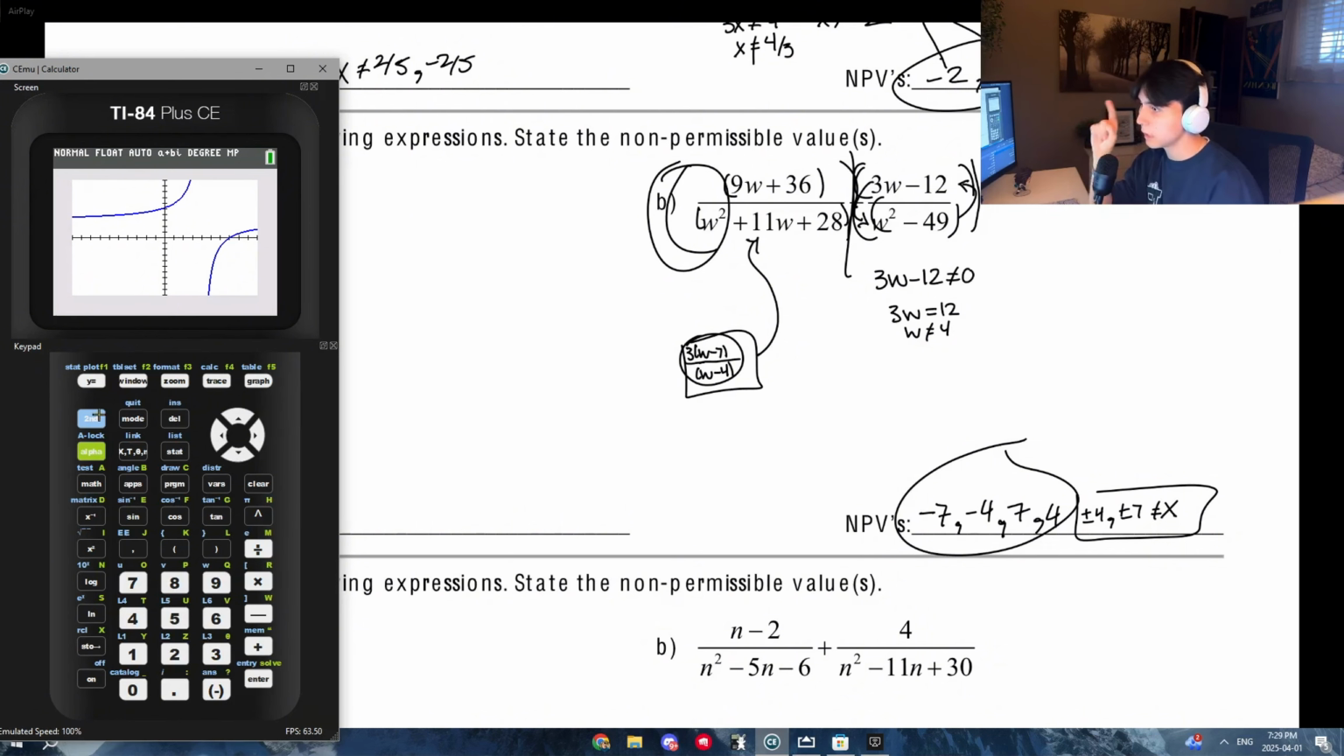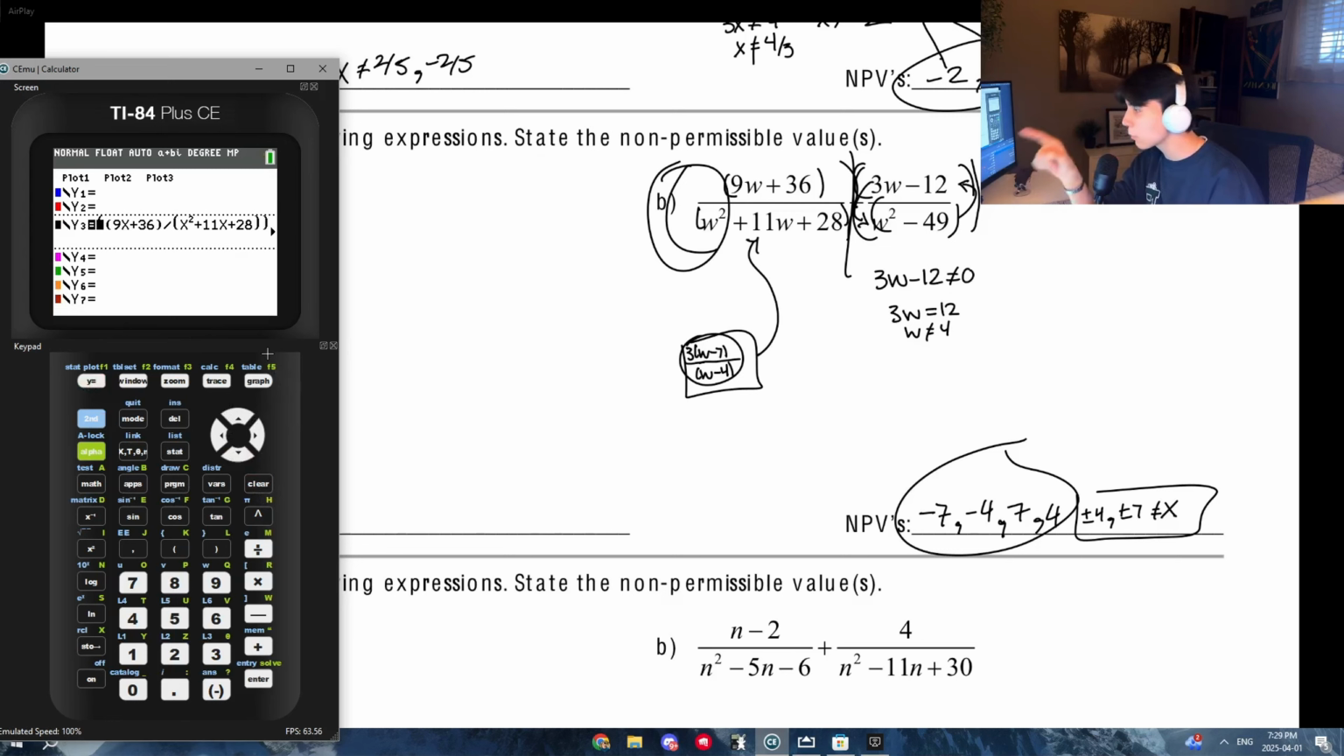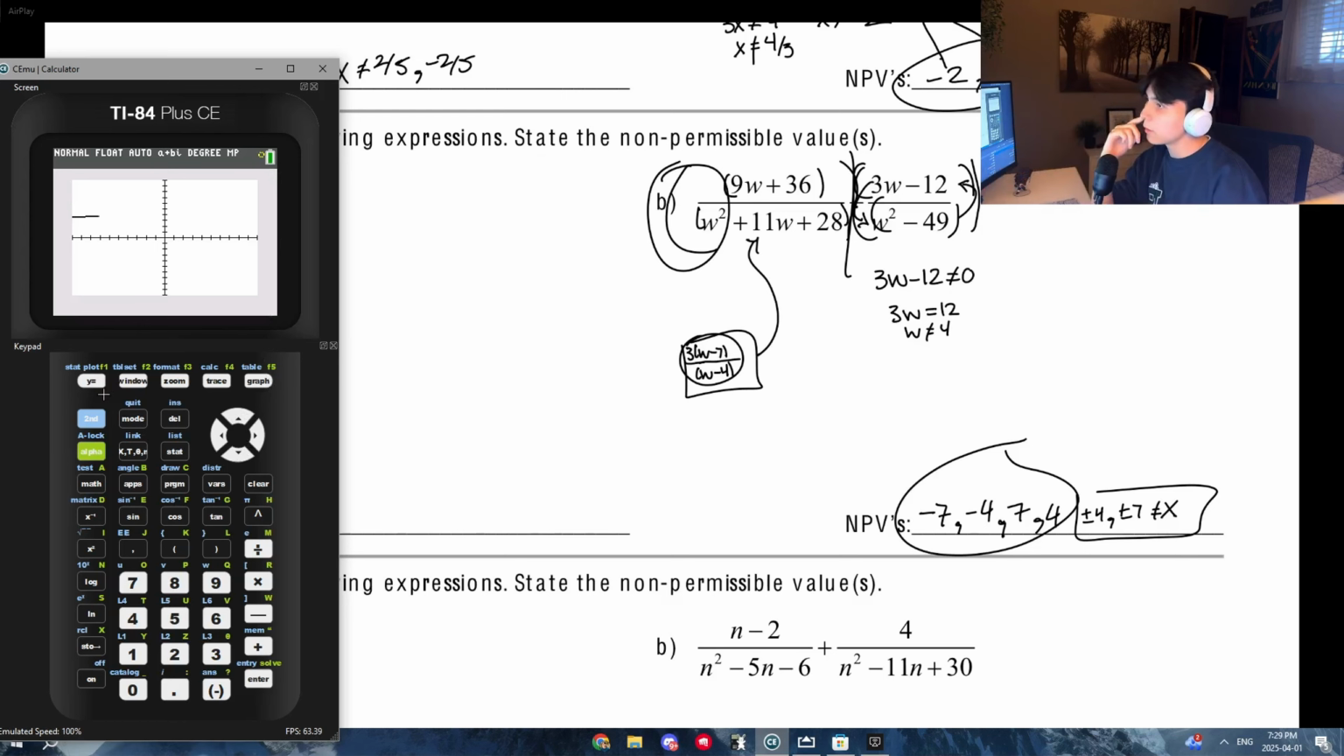Another thing is I want to show you how to find NPVs on our graphing calculator. So again, just type in your original equation. Make sure you type in the original equation for NPVs. So I'm going to let that graph out, and effectively what I'm doing here is I'm looking for the asymptotes, okay?